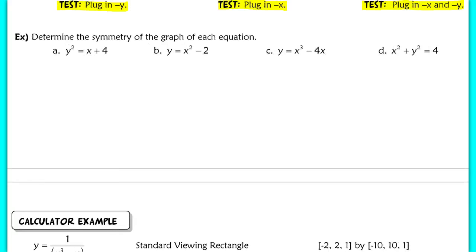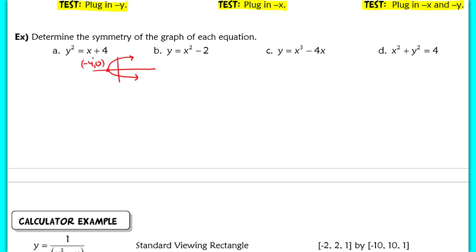All right, so in these examples, we're asked to decide the type of symmetry that occurs in the graphs of each of these equations. So let's start off with this first example here. Now from the 90s, you did graph these types of relations. This would be a parabola that opens up to the right, shifted backwards 4 units. So this would be the coordinate (-4, 0).